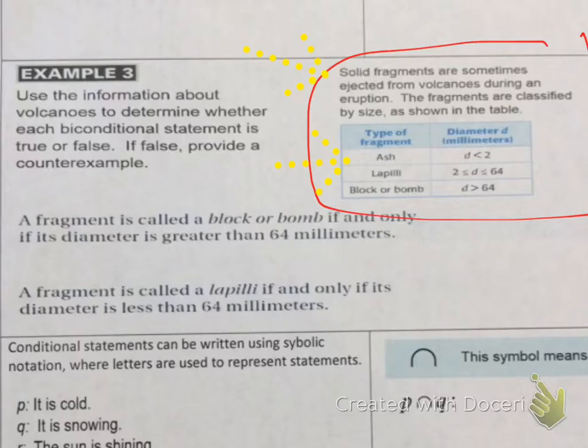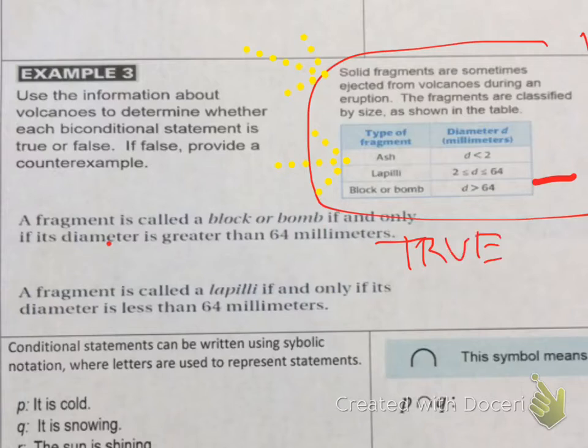It says, a fragment is called a block or bomb if and only if its diameter is greater than 64 milliliters. So let's look at block and bomb over here. It says that the diameter has to be greater than 64, and that's exactly what our statement says, greater than 64. So we're going to call that statement true. That one works for every number greater than 64.